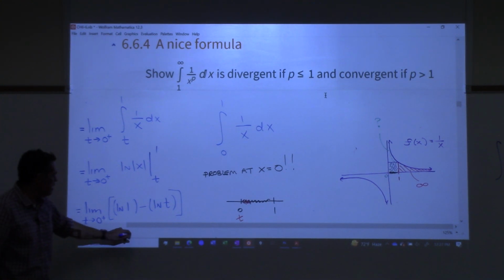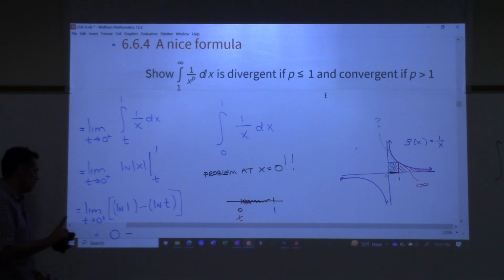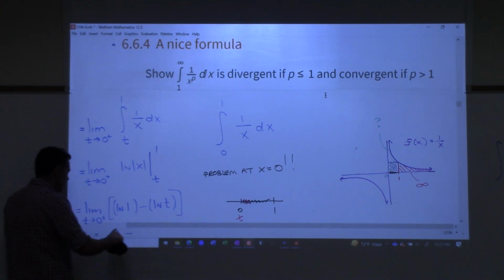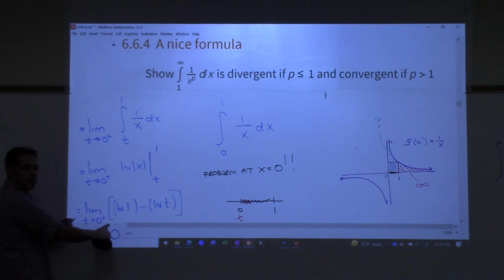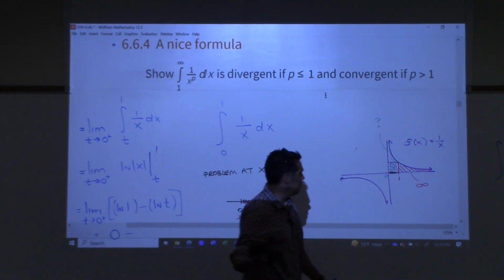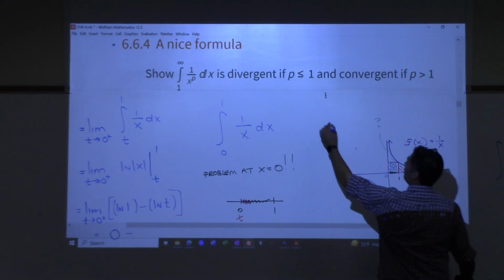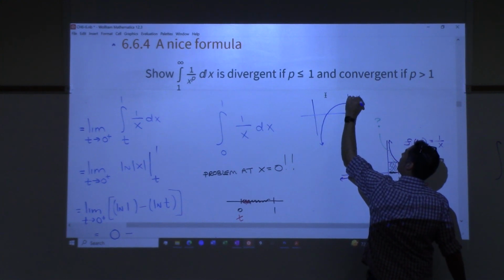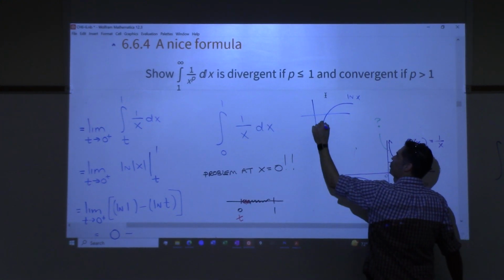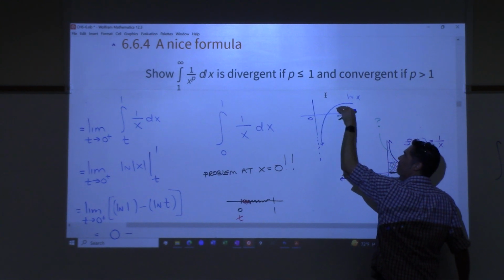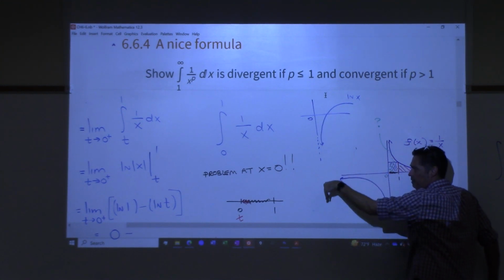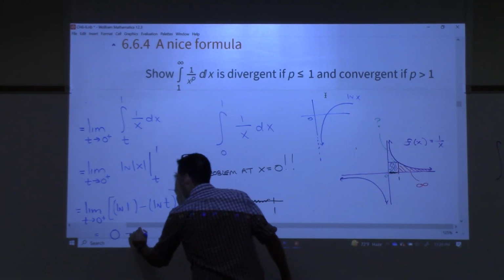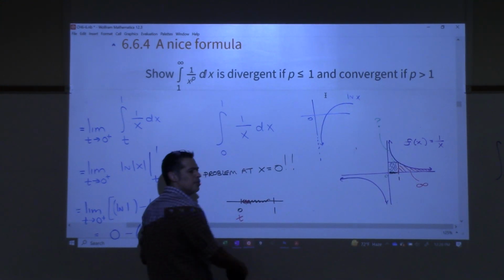And now we need to figure out what happens to the natural log function as I approach 0 from the right. So you got to know what natural log looks like, which I'll put right here. This is what natural log looks like. As you approach 0 from the right-hand side, where does it go? Negative infinity. But you've got a minus, so it's going to go to positive infinity.